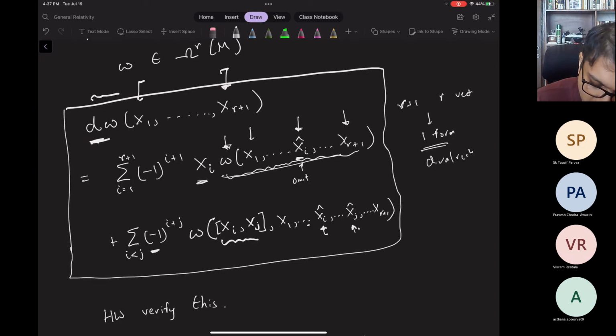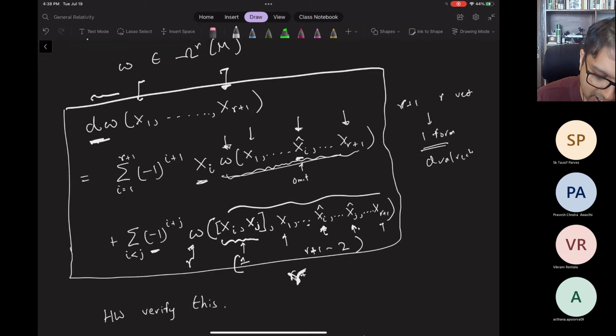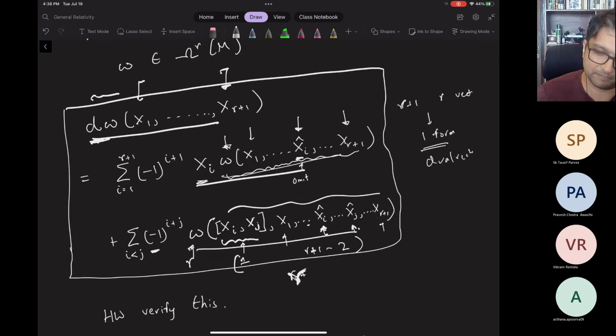And I have x1 dot dot dot up to x r plus 1, where I omitted the xi and xj. So this is an r-form, and we have 1 plus r plus 1 minus 2 vectors that this is acting on. So therefore this is acting on r vectors. When it acts on r vectors, what we get back is a scalar function. So this is a scalar function on the manifold.